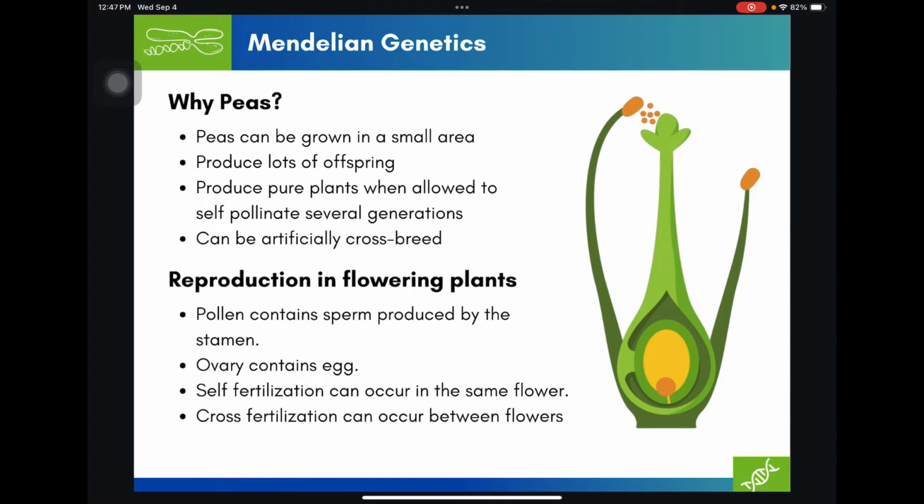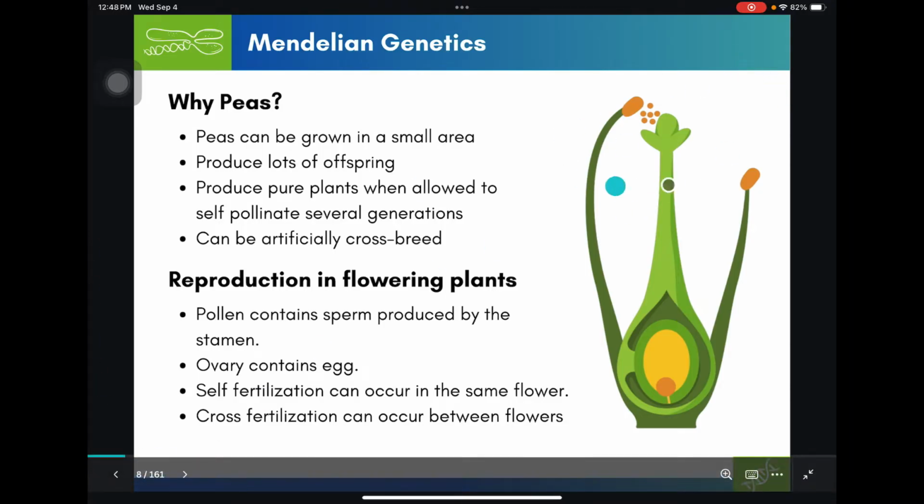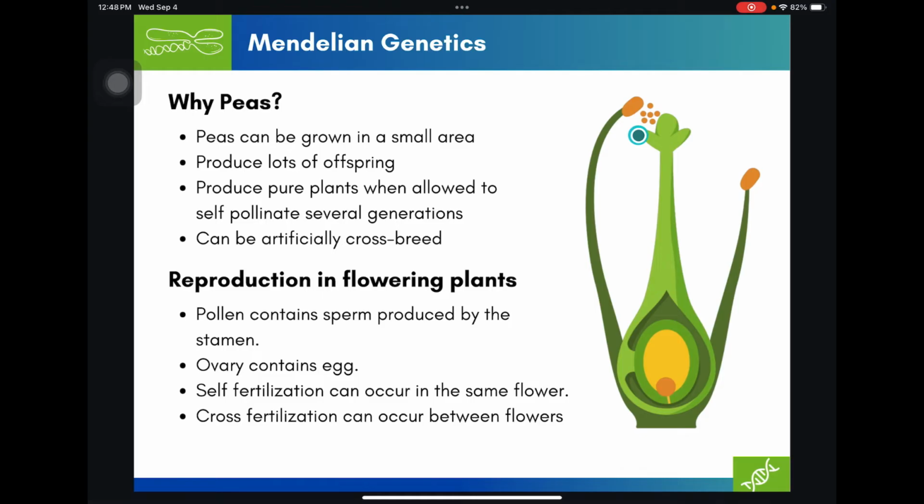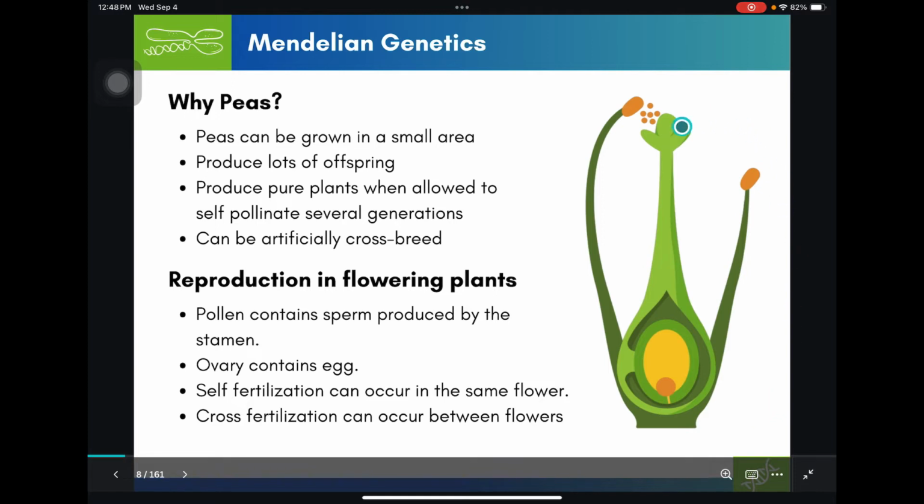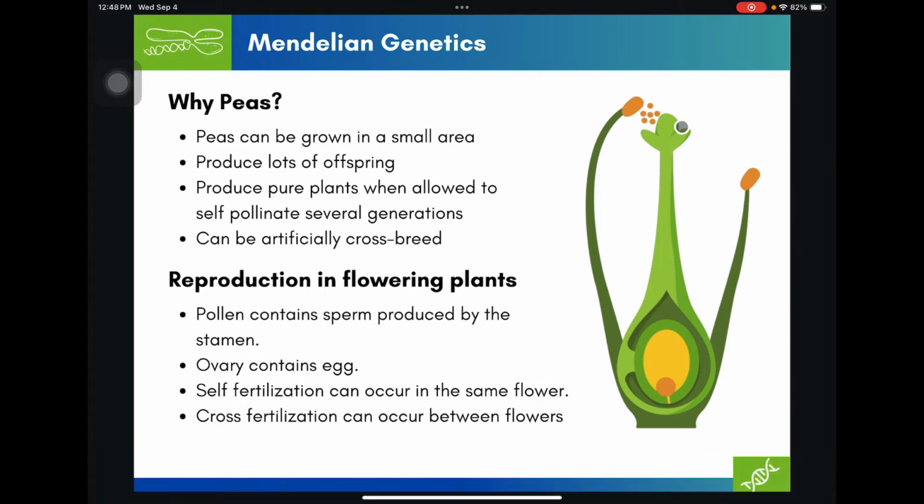Just a quick botany lesson. The plant, as you can see in this illustration, contains pollen. Pollen contains the sperm that is produced by the stamen, as you can see here. And of course, a given plant also contains the ovary, which contains the egg. If the pollen pollinates the ovary, they can undergo what we call self-fertilization. And if the plant undergoes self-fertilization, it will produce an organism containing pure strains.